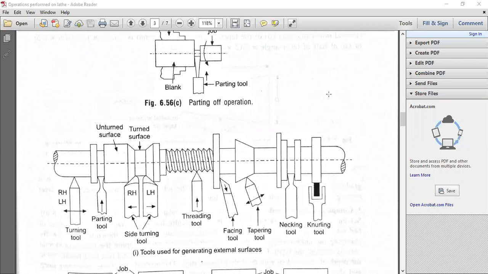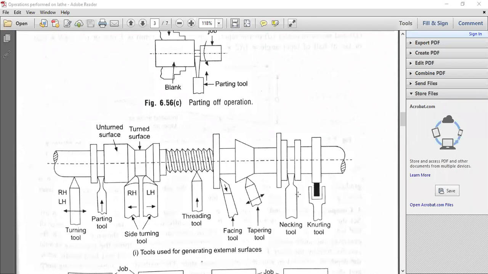These are the tools which are used for generating the external surfaces. So you may be asked what are the tools which are used for generating the external surfaces. For internal surfaces, you may use dies and taps for threads. What do you use for the external thread, and what do you use for the internal thread? You have to know the difference between dies and taps also. Try to tell me in the next class: what is the difference between dies and taps? Where are dies used and where are taps used?